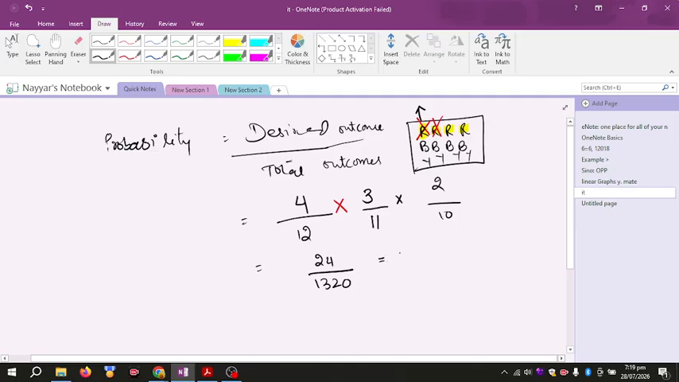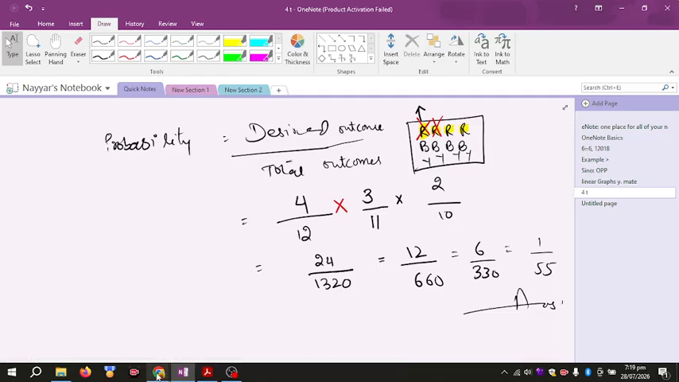Whenever in probability we can simplify the answer. 2 times 1 is 2, 2 times 2 is 4, and 2 times 6 is 12, and 0. Again we can go with the table of 2. Again. 1 over 55 is your answer. Okay, did you get this? Okay.